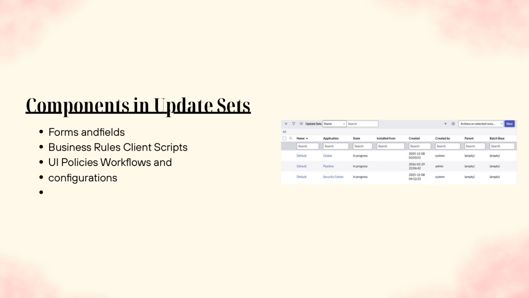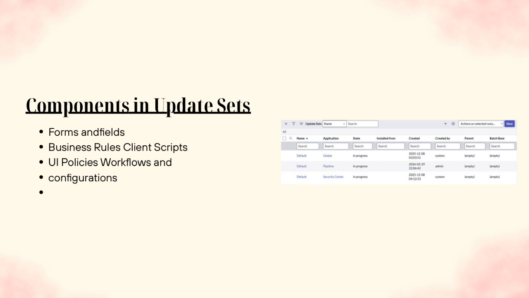Business rules run on the server side and help us automate tasks based on specific conditions. Client scripts, on the other hand, execute in the user's browser, providing dynamic interactions and real-time feedback. UI policies control how fields appear and behave on forms, ensuring a smooth user experience. Workflows and configurations help us design complex process flows, automating multi-step tasks seamlessly.